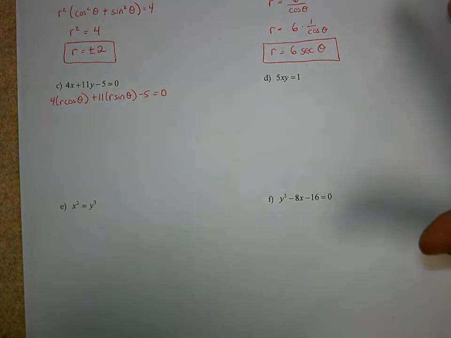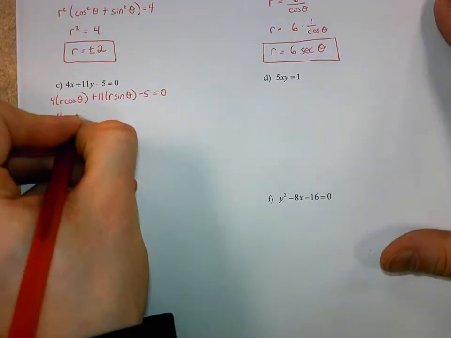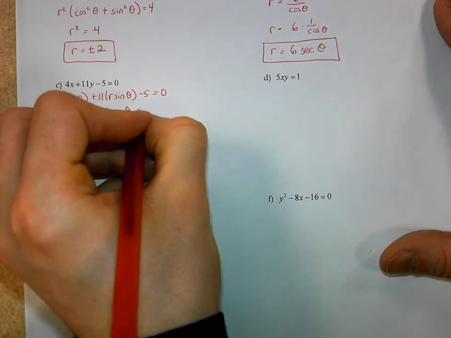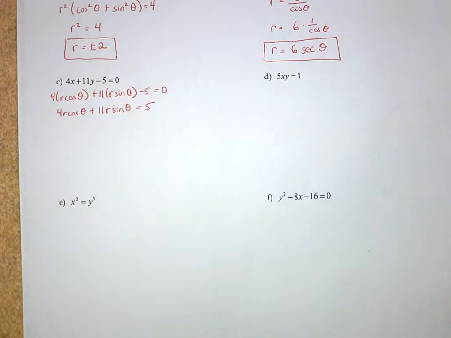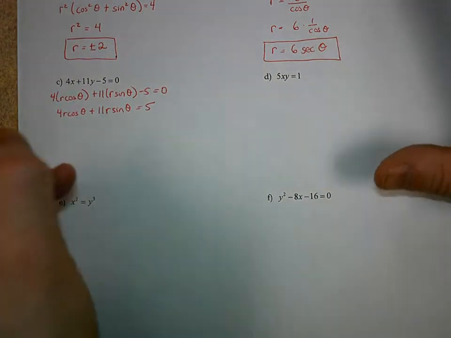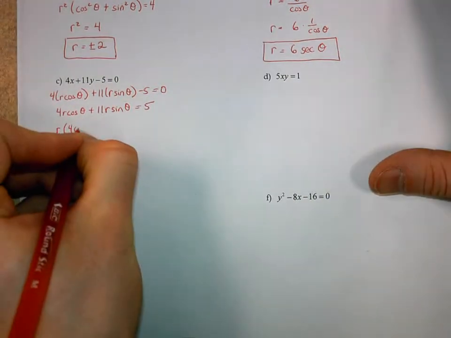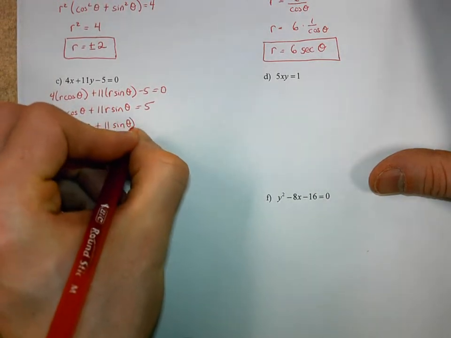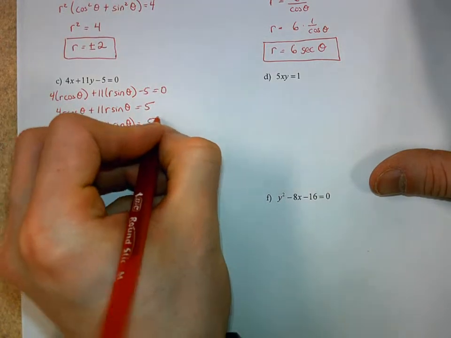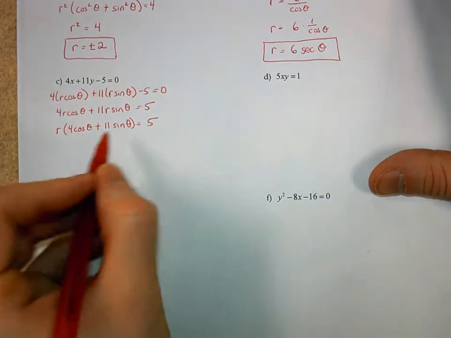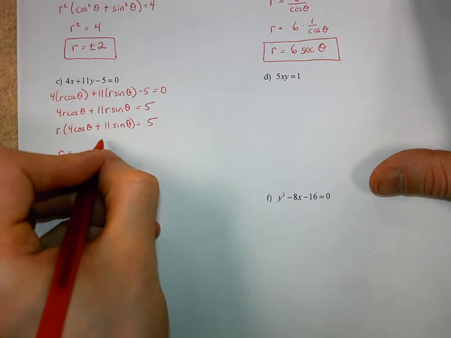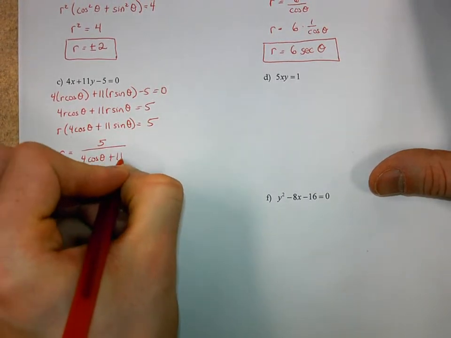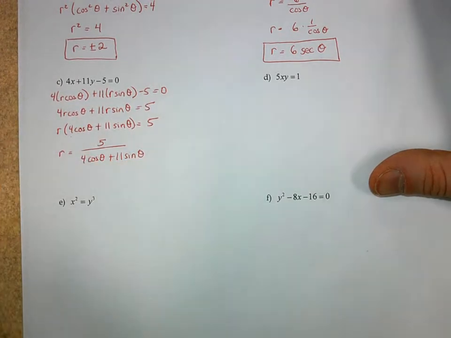Now we can look at getting rid of those parentheses. 4r cosine theta plus 11r sine theta. And we can move our 5 to the other side. Now I can factor out an r. And then I can divide both sides by this large quantity. So r is equal to 5 divided by 4 cosine theta plus 11 sine theta.